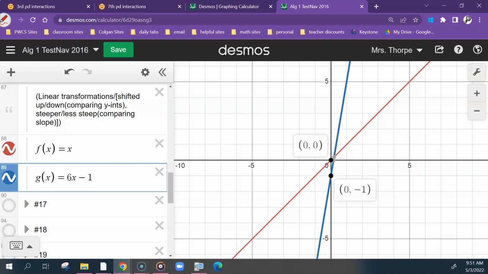So if we're looking at our y-intercepts, we could look at them like this, compare them. One is less than the other. The original has a higher y-intercept, so I could say that this y-intercept shifted down and moved down.